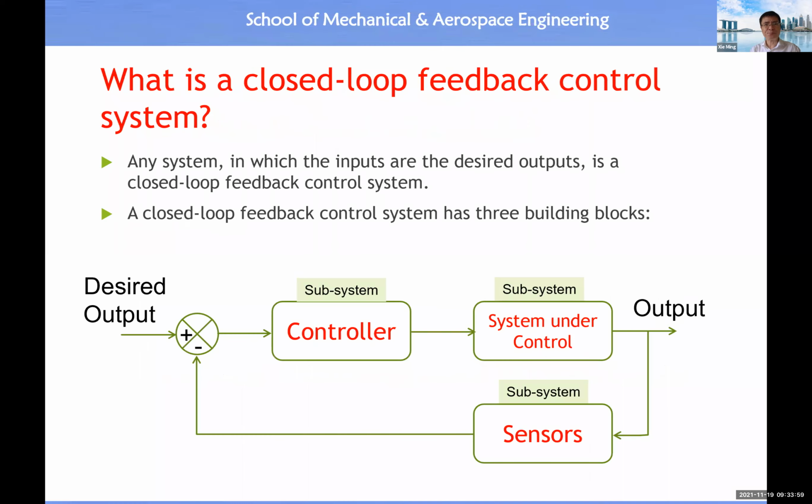Then what is a closed loop feedback control system? It's very simple. You just use a sensor to measure the actual output, then bring this measurement back to the input and do the comparison. The key philosophy is to know the error between the desired output and the actual output, then make your system respond to error instead of responding to input. So that is a fundamental change of philosophy.